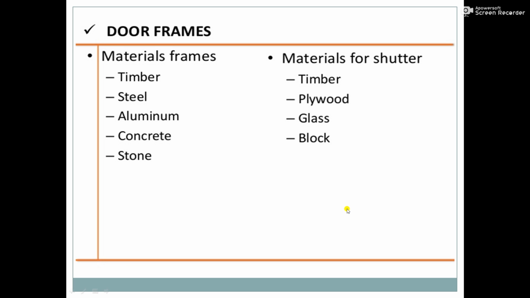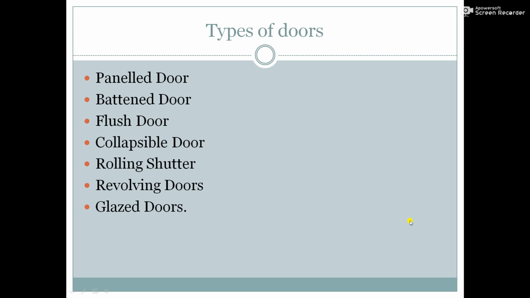Now next, for the door frames and door shutters, what are the various materials which can be used? For door frames, the material may be timber, steel, aluminium, concrete or stone. So the door frame which we are going to fix into the wall should be made of timber, steel, aluminium, concrete or stone. And the material for the shutter is timber, plywood, glass or block. So these are the materials used for door frames and door shutters.